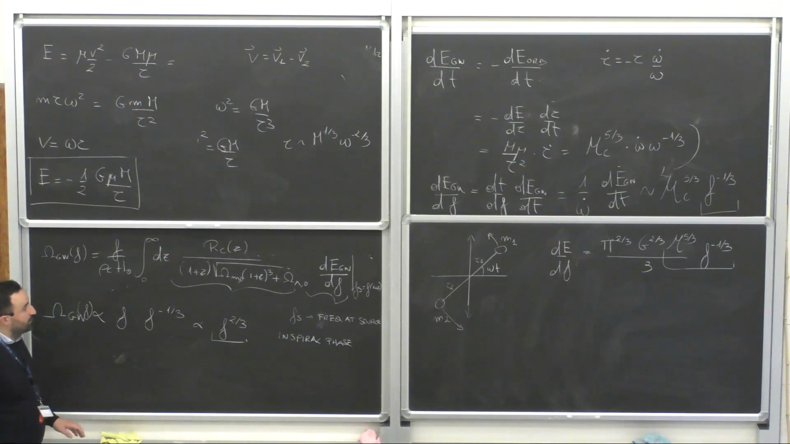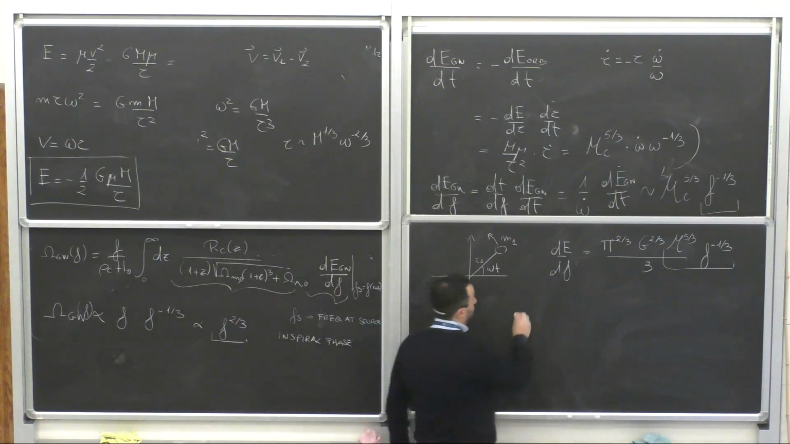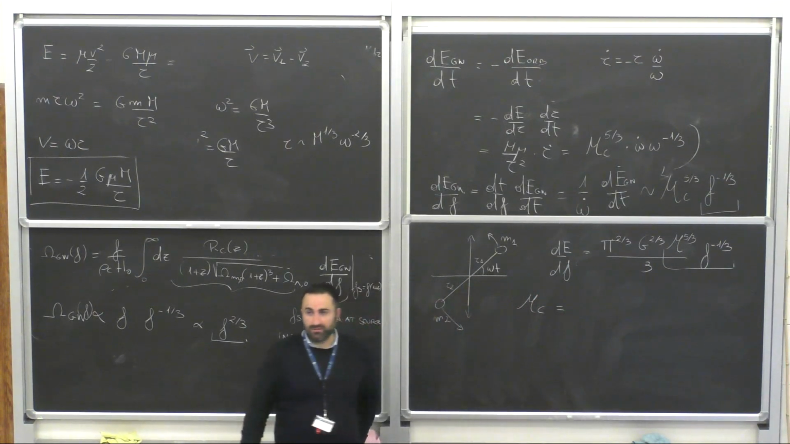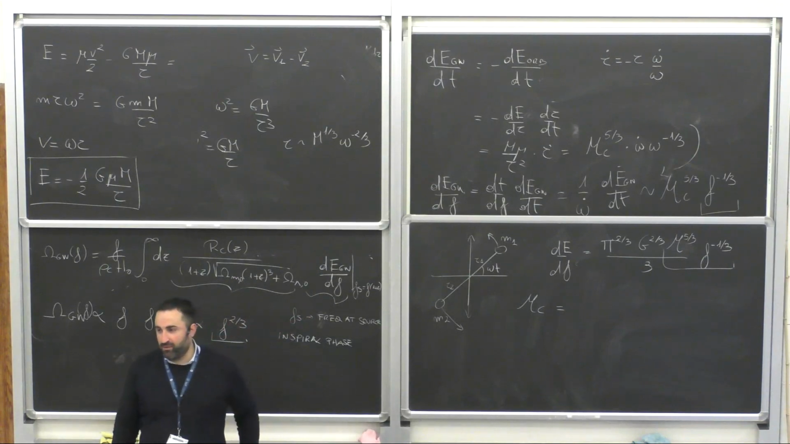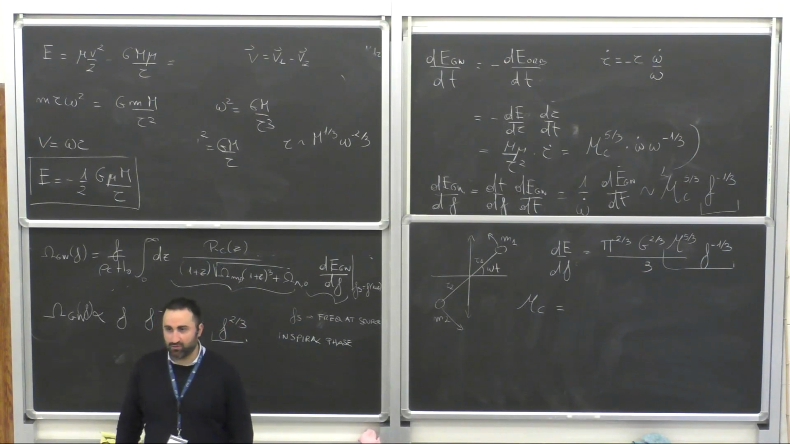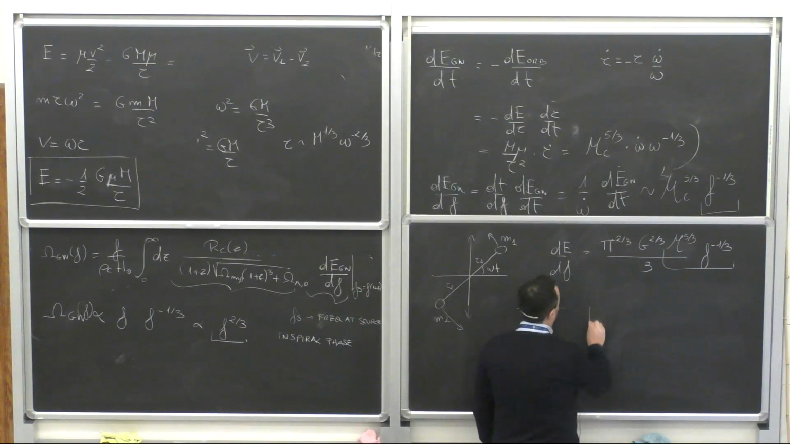So of course, we did some assumption here, okay? We assume, first of all, that MC, okay, is the same for all the sources, right? Because I assume that all the sources that I integrate have the same chirp mass. Of course, this is an assumption.